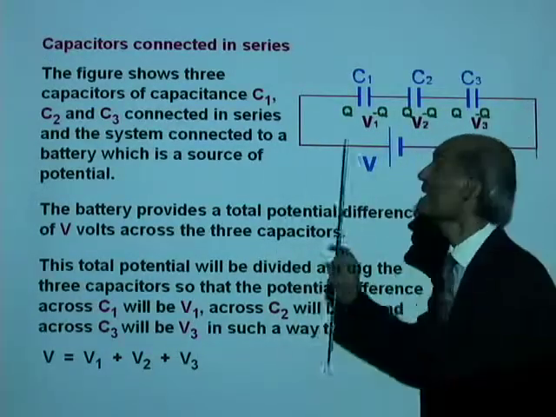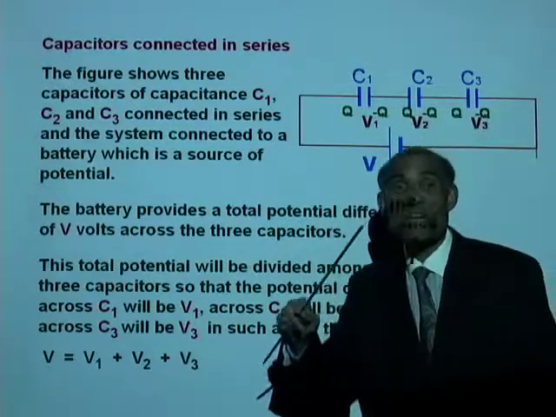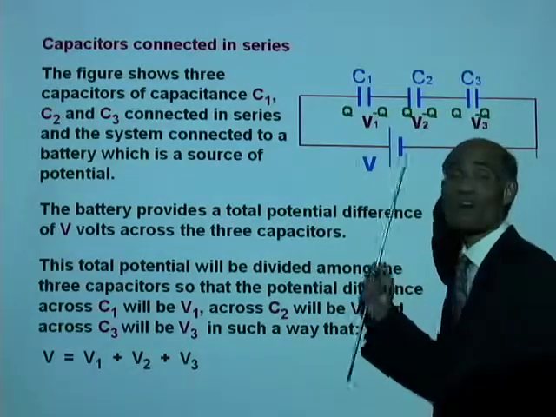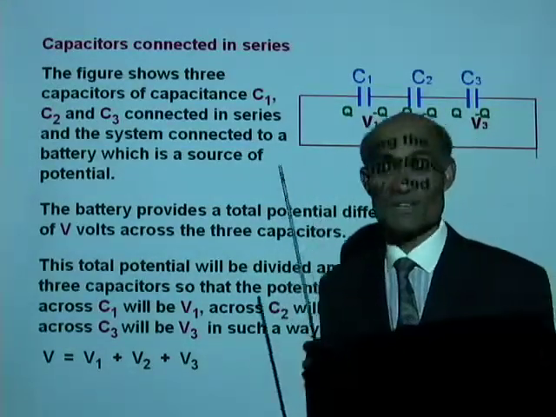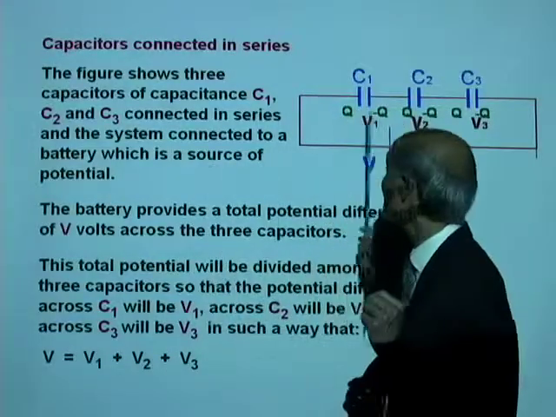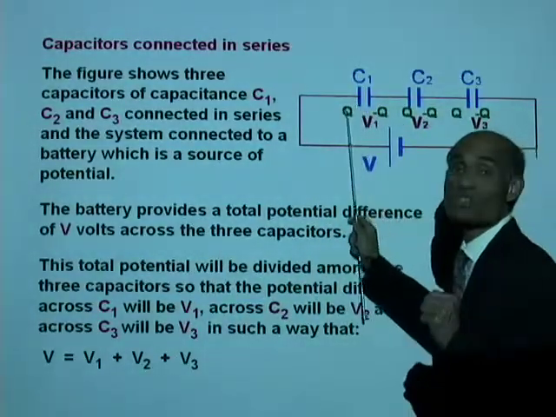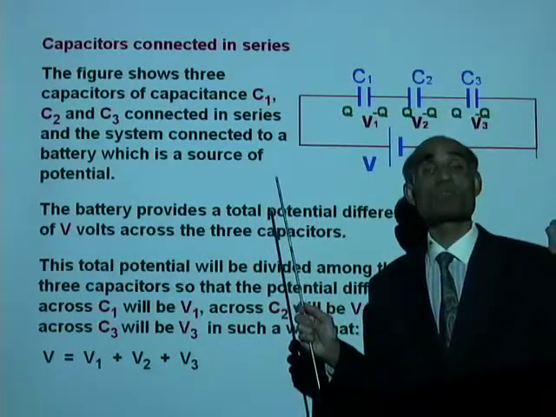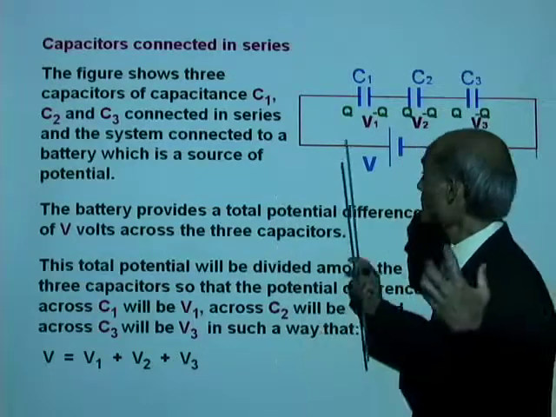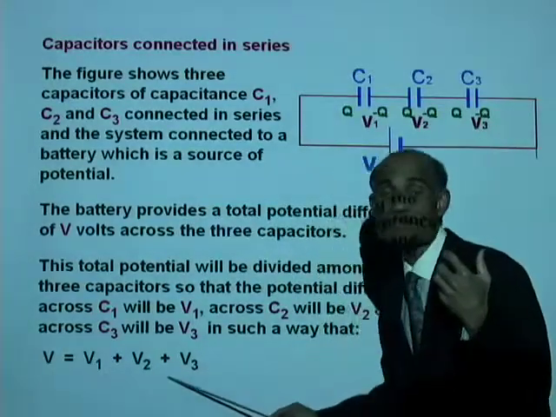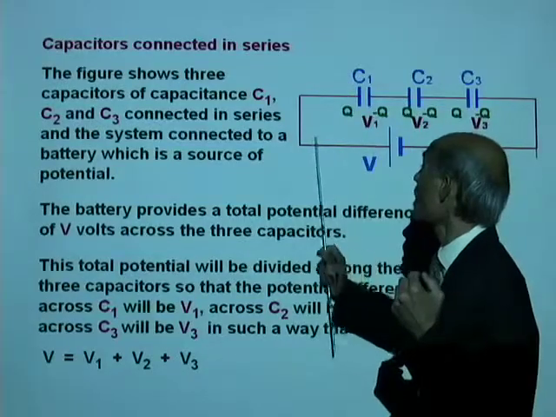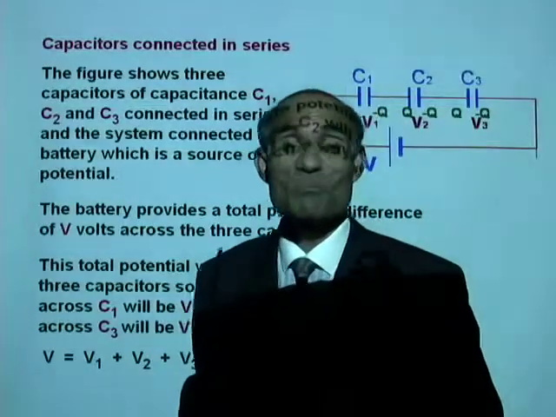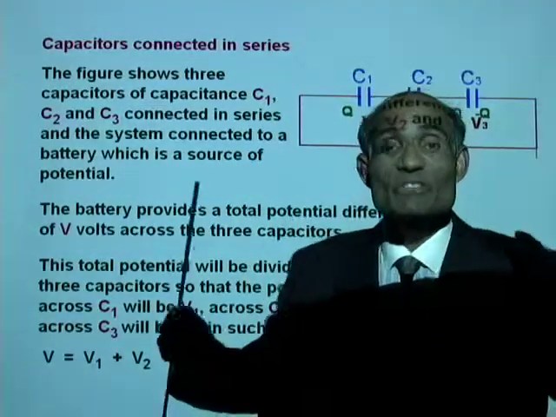What that means is each capacitor has the same amount of charge, and that is equal to the amount of charge removed from the battery. You see that? Each capacitor will have the same amount of charge Q, and that is the total charge that is removed from the battery. So the total potential gets divided, but the total charge remains the same throughout that circuit. This is an important characteristic of series connection.